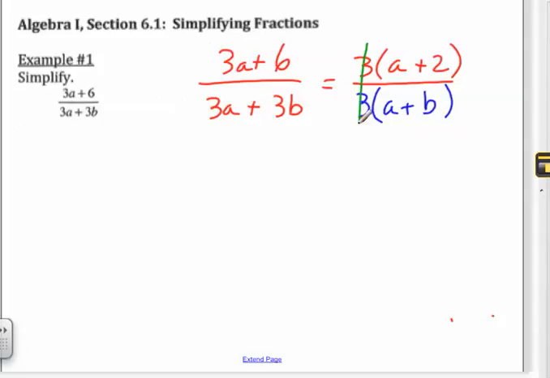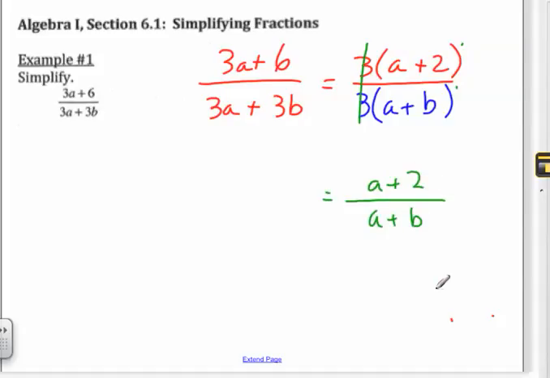Now, if this said A plus 2 over A plus 2 instead of A plus B, then I could cancel them because they're exactly the same. But since this number and this number are not the same, I can't cancel them. So, my final answer is going to be A plus 2 over A plus B.